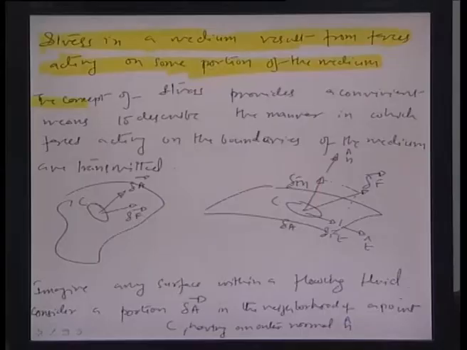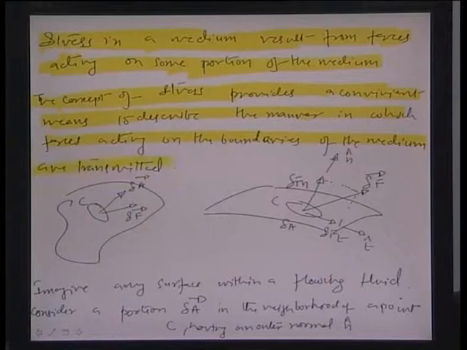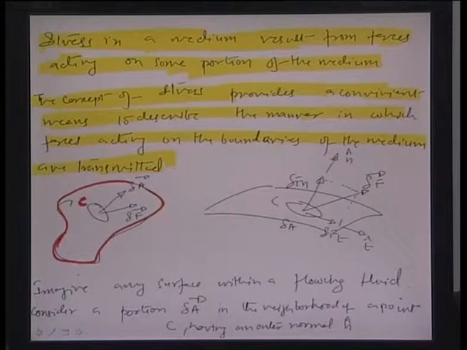The concept of stress provides a convenient means to describe the manner in which forces acting on boundaries of the medium are transmitted. Like, let's say for instance, consider a control volume here. As in this example, you can see this is a control volume, and this control volume is essentially close to, let's say, some point C in space, and we consider a small area delta A which is adjacent to this point C inside this irregular shaped control volume.